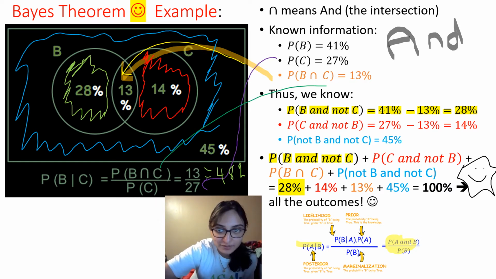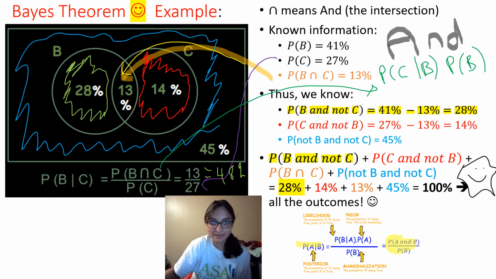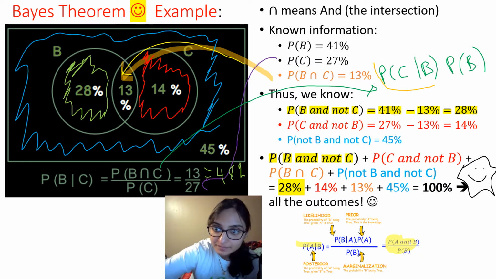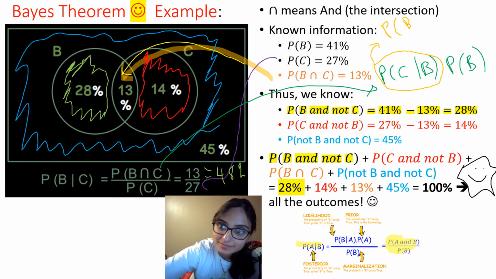So this thing, we could have also calculated this by just looking at the probability of C given B times the probability of B. And the probability of C given B. So to calculate the probability of C given B, what this is equal to, this is just equal to the probability of B and C divided by the probability of B.